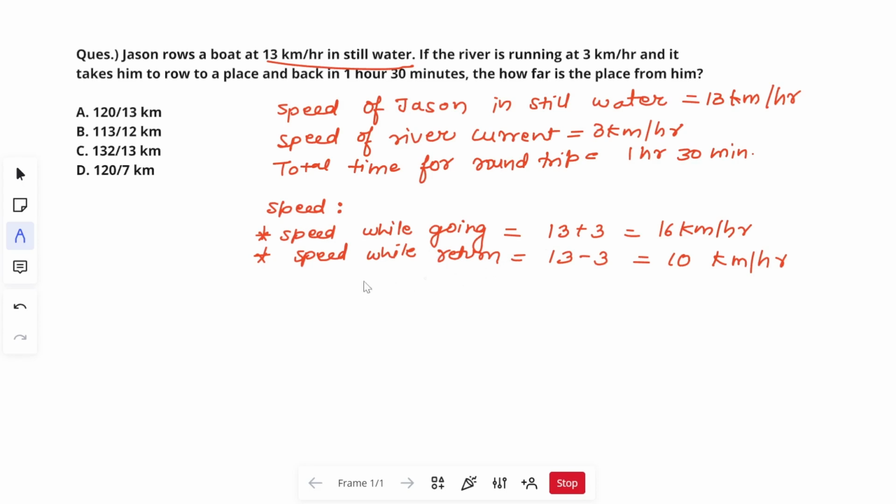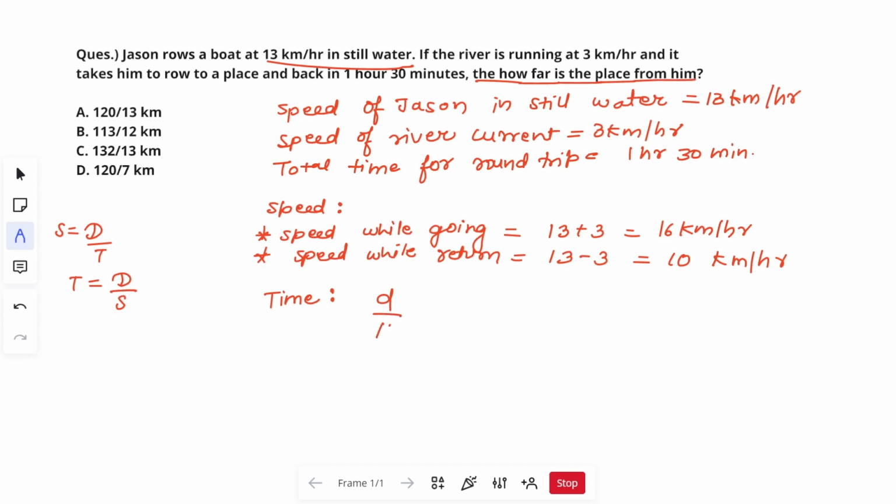Now let us see the time calculations. Speed is equal to distance upon time. Using this formula we can say time is equal to distance upon speed. Now we do not have the distance value, so we will take it as d, because d is the only thing that we have to calculate. See, how far is the place from him, so that is distance only. So we will write d upon s, which is our speed.